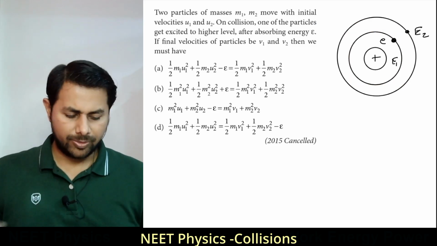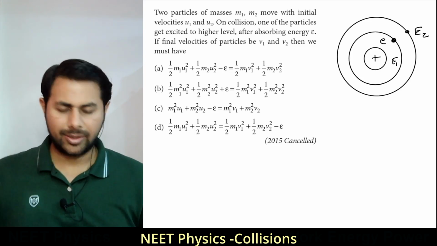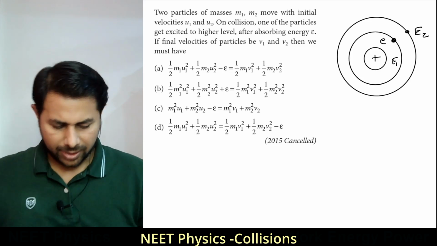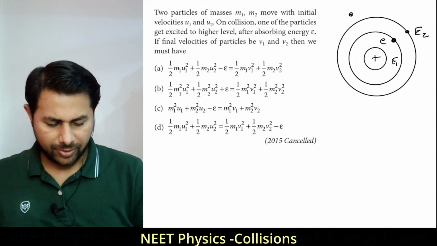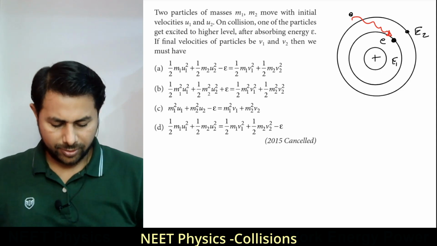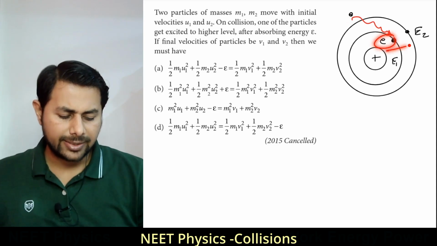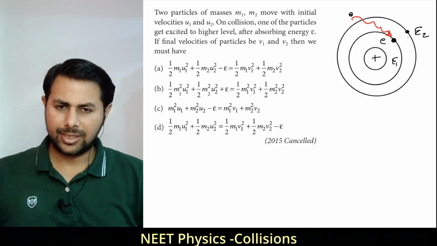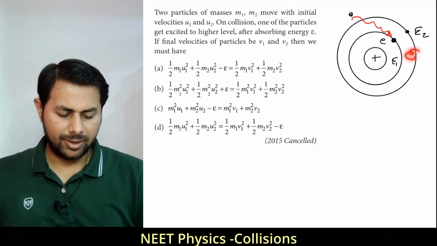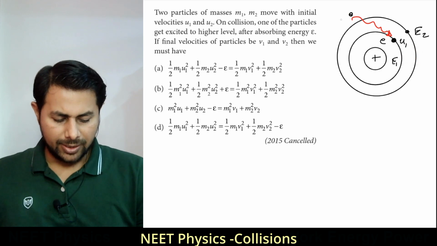Now suppose some other particle, it might be a light particle, a photon, or it might be another electron. Let's say another electron comes and hits this electron. It gives part of its energy to this electron, and it gets excited to the energy level E2. So the energy given is, suppose, E. Initially this one was moving with speed u1, and this one moves with speed u2.